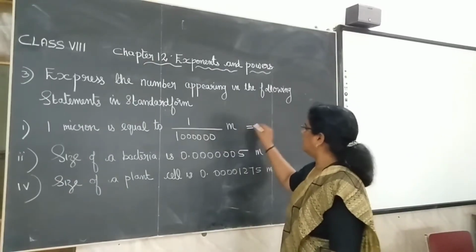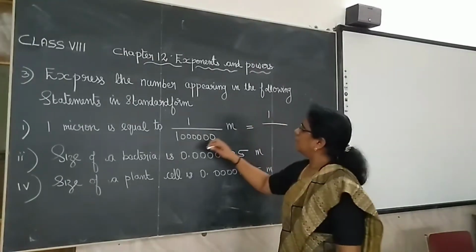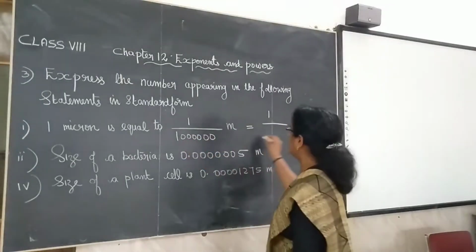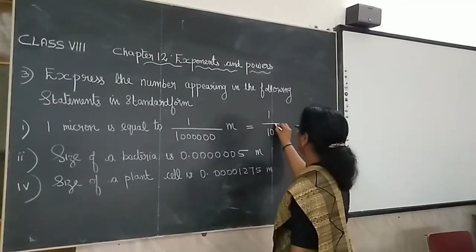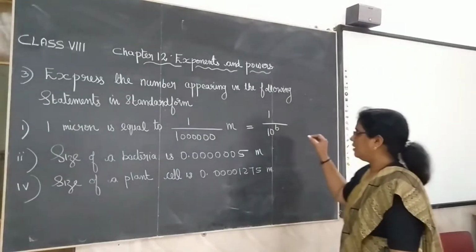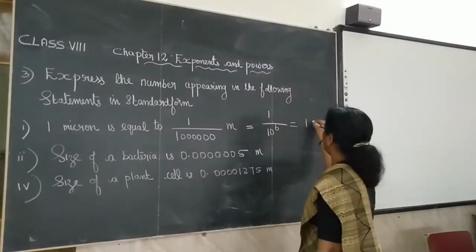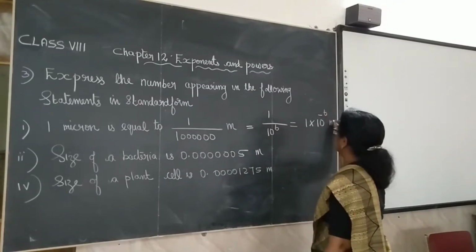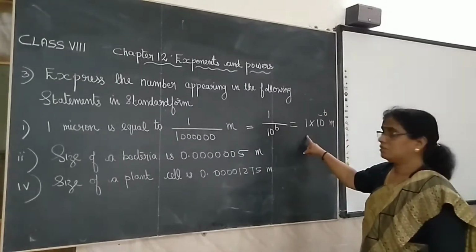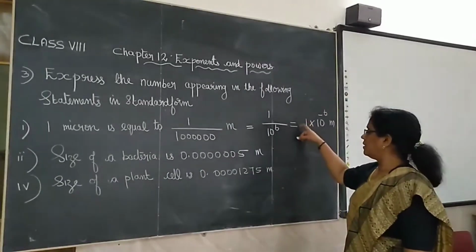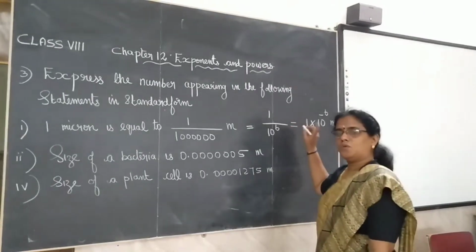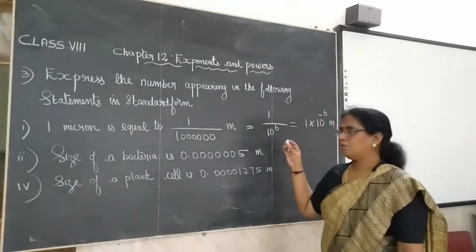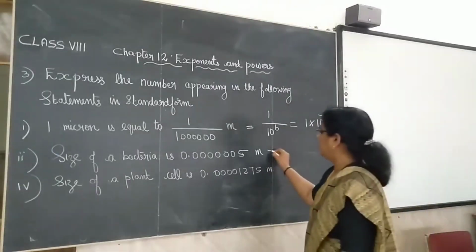So first we can write this as 1 by, here 1, 2, 3, 4, 5, 6 zeros are there. So we can write this as 10 raised to 6. Now this we can write as 1 multiplied by 10 raised to minus 6 meter. Now this is also in standard form. The first part is between 1 and 10 including 1, and the second part is the power of 10. Now the next question.